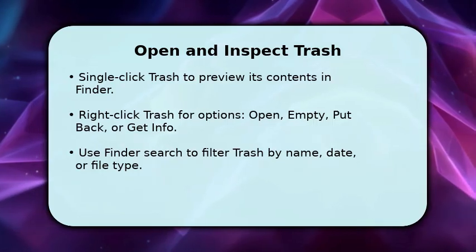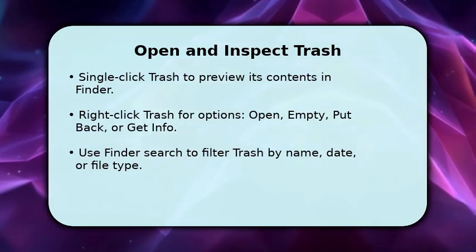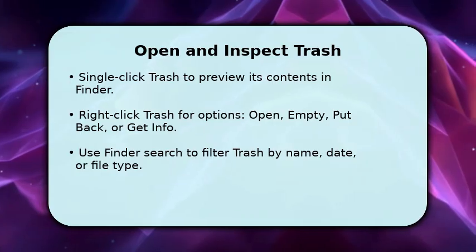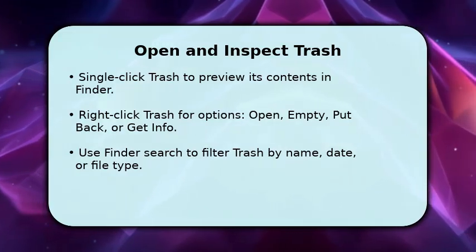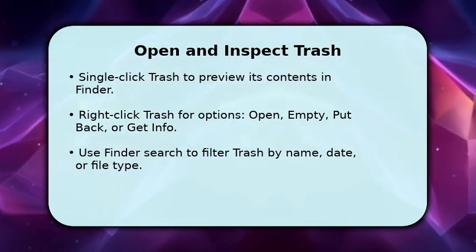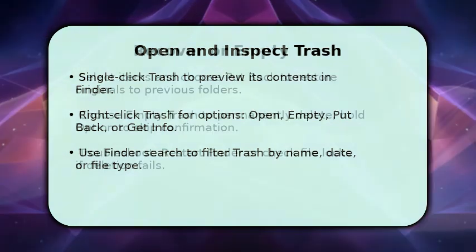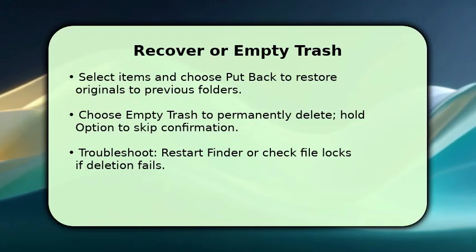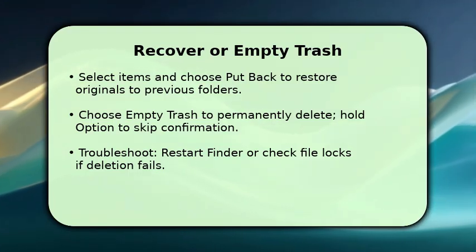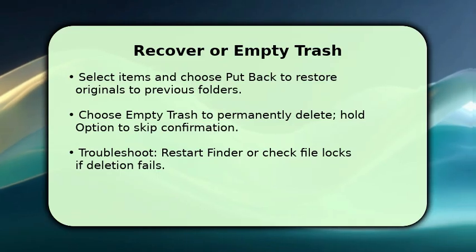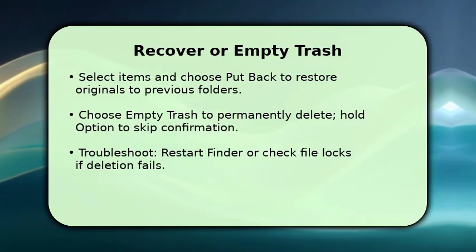If you need a specific file, use the Finder search box within Trash and filter by name, kind, or date to locate it precisely. Finally, restore or permanently remove items depending on your intent. To recover, select files and choose Put Back so they return to their original folders. This preserves organization. To free space, choose Empty Trash.